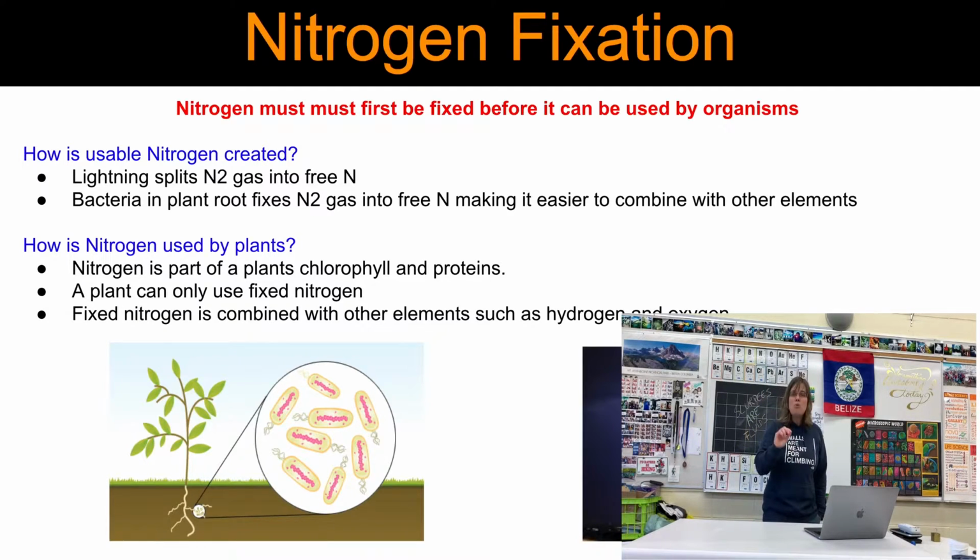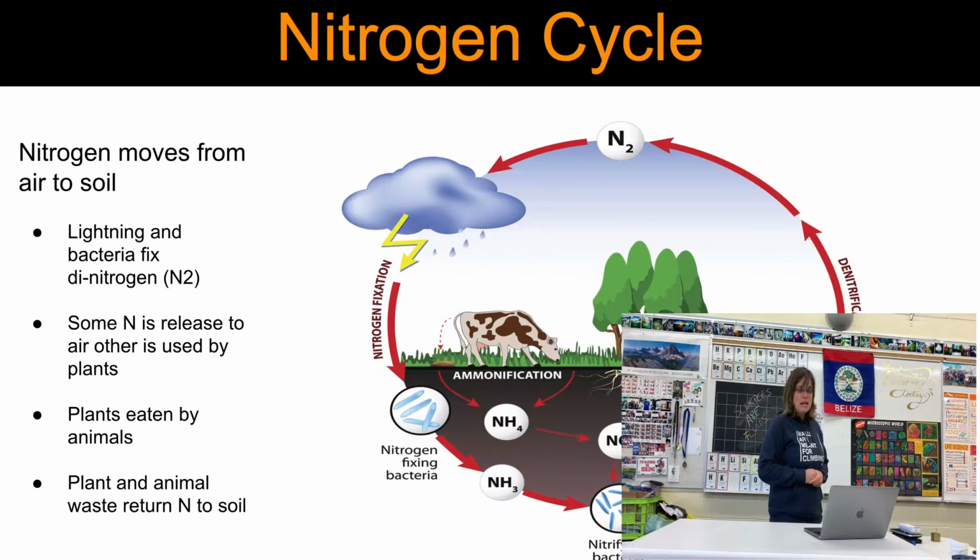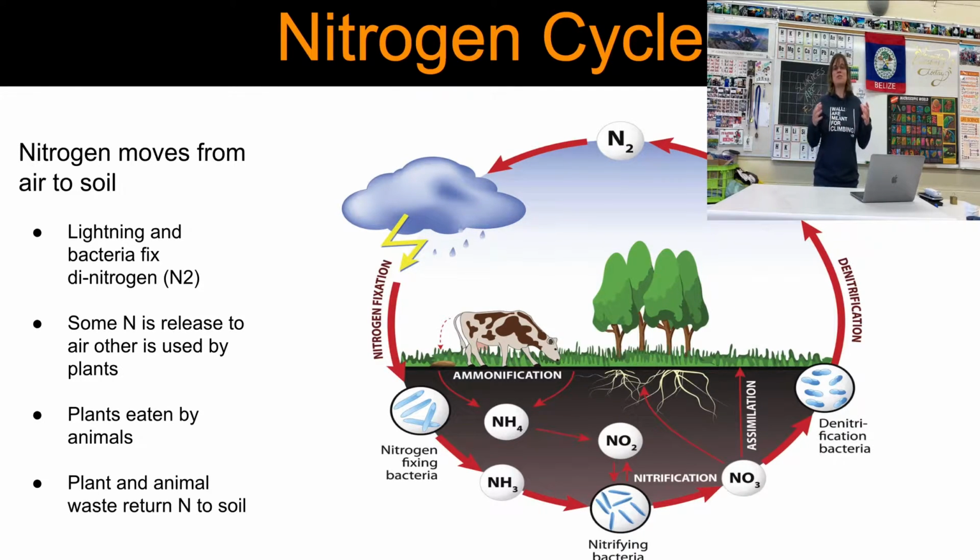A plant can only use nitrogen that's been fixed, either fixed by the roots or fixed by lightning, because if you don't fix that nitrogen, you just can't use it. Fixed nitrogen combined with other elements such as hydrogen and oxygen creates this cycle. The nitrogen cycle has to do with how the nitrogen moves from the air down into the soil, all the way down to the depths of the soil, and then how it comes back out of the soil and gets used again in the atmosphere, and it keeps cycling. An important cycle for you to understand.